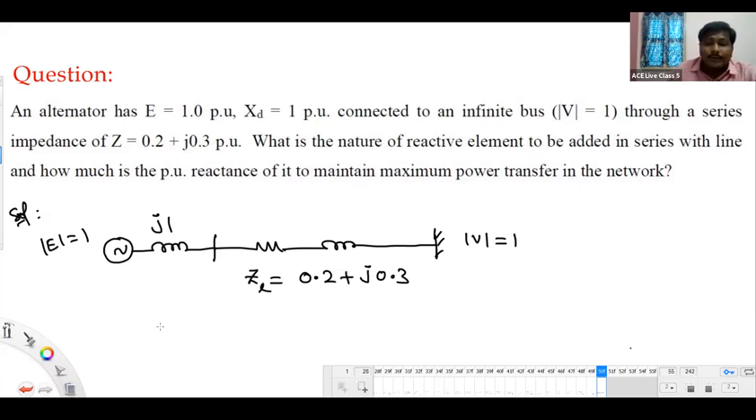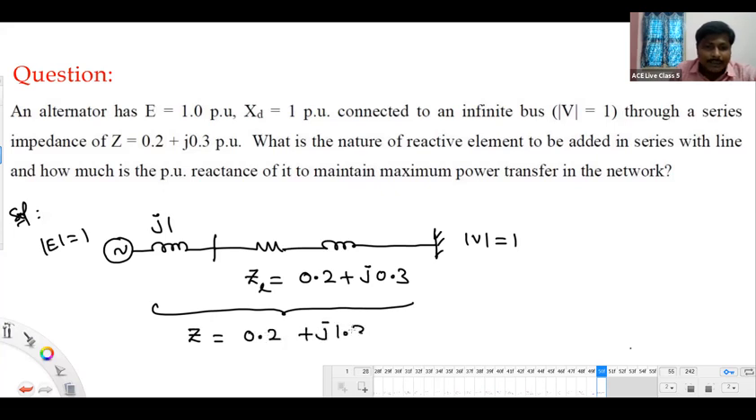Okay. Look here. We have to consider the overall impedance of network here, not only line. We have to consider the overall impedance of the network between two voltage sources. How much is that? 0.2 plus J 1.3 per unit. Okay. Now, what is the resistance of network we have? 0.2 per unit.